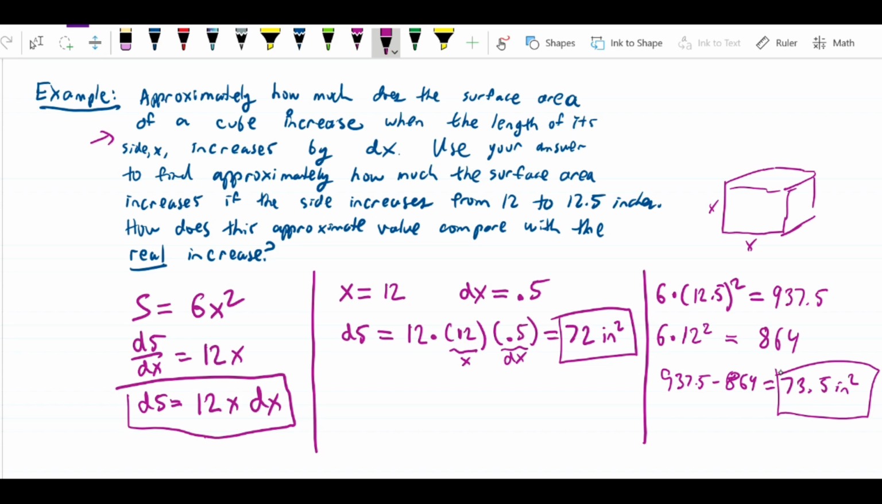So this is just one way that you might use differentials. And sometimes it's just easier to use the tangent line approximation.